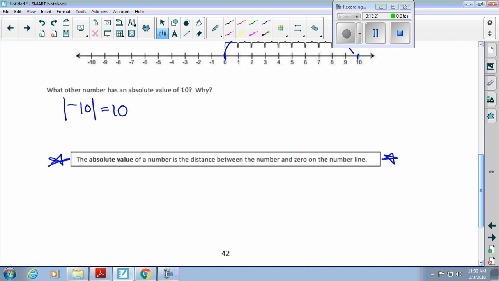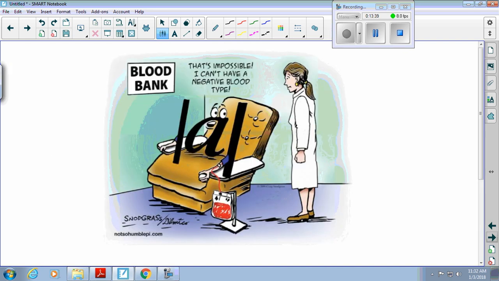All right, here's your math joke of the day. I know you've been waiting in suspense, but you guys ready? Okay, now remember, sometimes numbers are expressed as letters. They're called variables, right? It just means an unknown number, one that we don't know. All right, here we go. It says blood bank. Here is the phlebotomist or doctor, maybe. It says, that's impossible. I can't have a negative blood type.